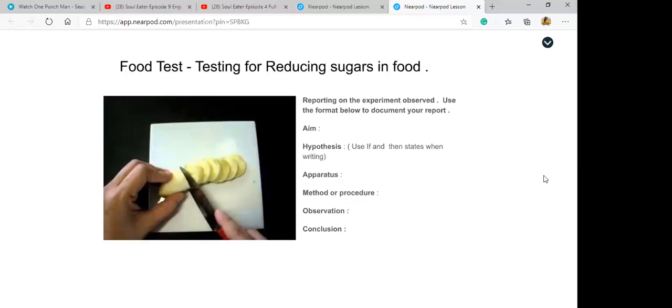Method or procedure. What do you think we're looking for when we're writing the method or the procedure? When you're watching the video, what are you looking for? How the experiment is conducted. Now, when you're writing the method or procedure, in science it is recommended that you write the procedure in the past tense.